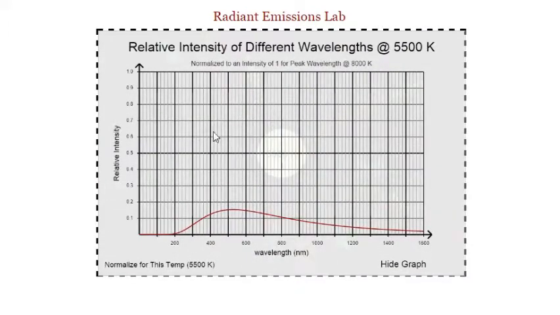So you're going to just answer. Don't click on this normalize for this temp. Just leave the graph as it is to answer question number 3. Then you can do question number 4. Use the same graph and it asks you about where your light curve peaks.